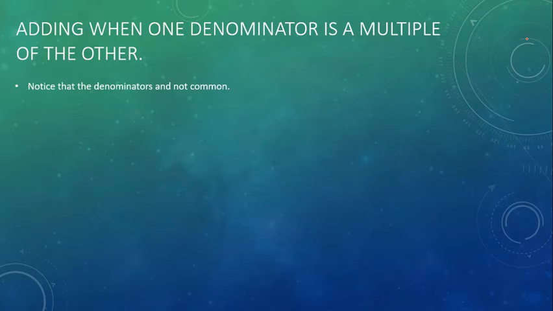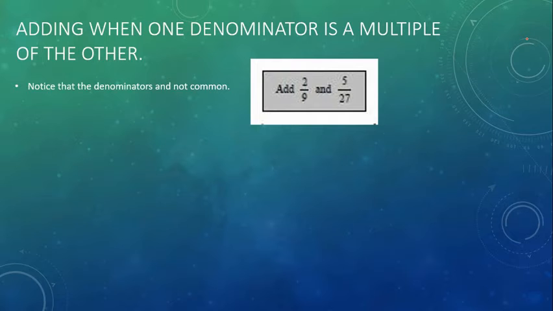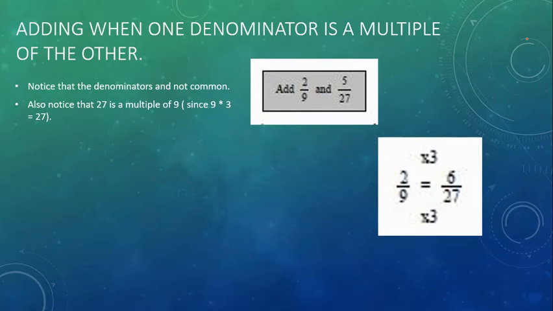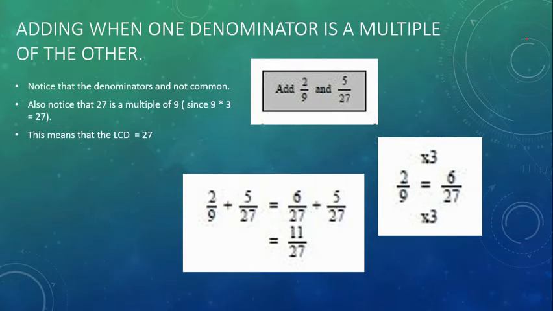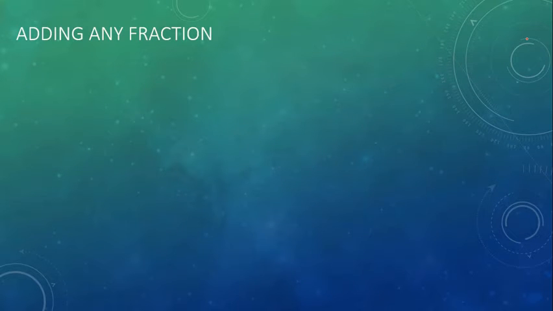When one denominator is a multiple of the other, notice the denominators are not common. We have 2/9 and 5/27. Also notice that 27 is a multiple of 9 since 9 times 3 is 27. So that means we only have to multiply out the 2/9, and we multiply the top and the bottom by 3 for 6/27. And that also means that the LCD is 27. Then we can add these together, once we have the 6/27 plus 5/27, and so our final answer is 11/27.